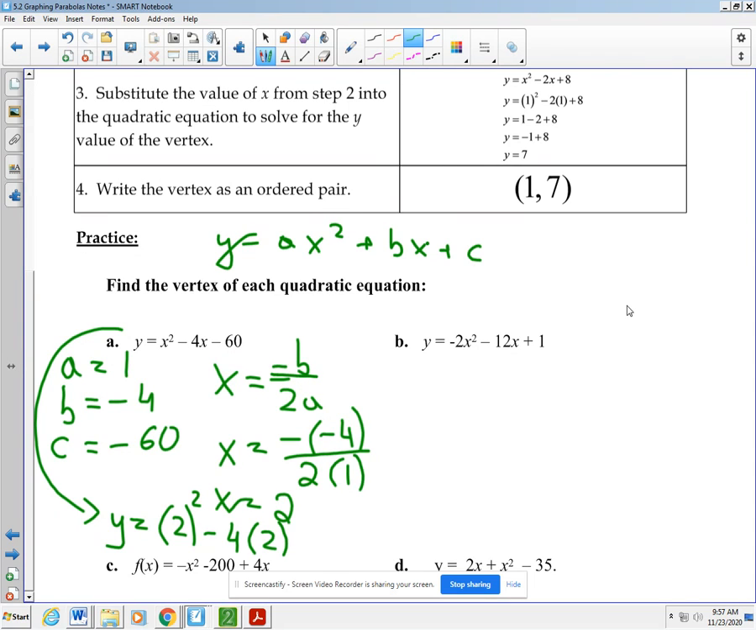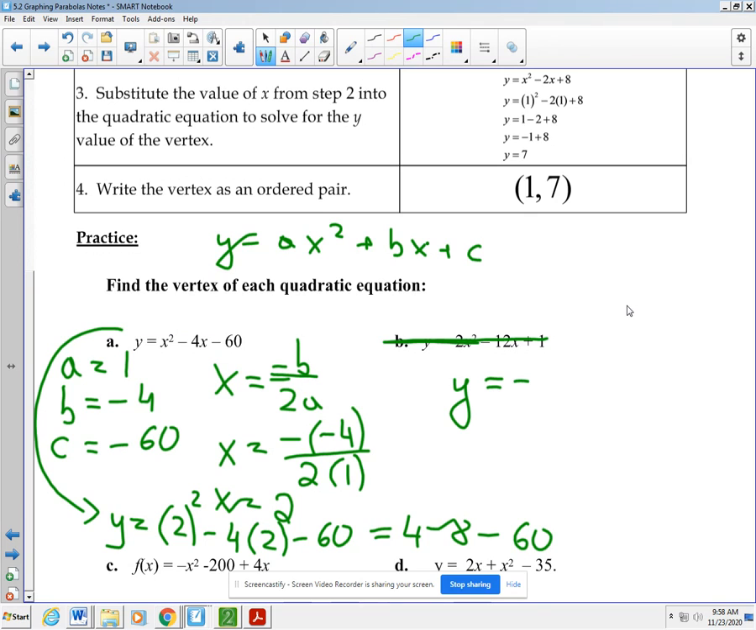Okay, I don't have space here, so I will just finish on the right side. So 2 squared is 4. Negative 4 times 2 is negative 8, minus 60. Okay, so the final answer would be 4 minus 8 is negative 4. Negative 4 minus 60 is equal to negative 64. So y is equal to negative 64.